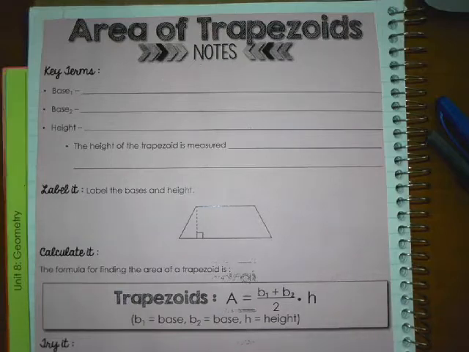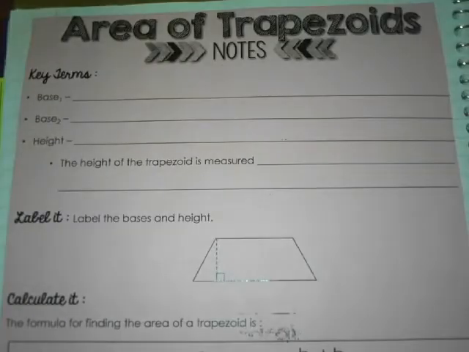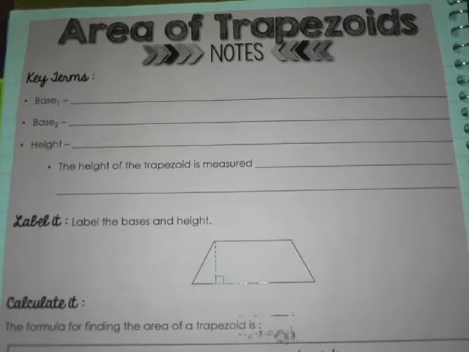Trapezoids, out of all the shapes that we've done, is definitely the hardest and most complicated one. Okay, so let's first talk about what a trapezoid looks like, because if you can't identify a trapezoid, you're not going to be able to do the correct formula. Okay, so when we look at a trapezoid, here is a picture of a trapezoid.